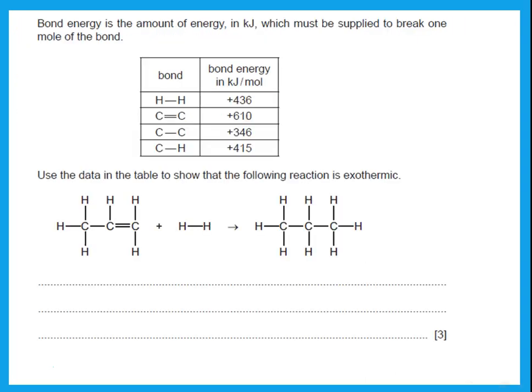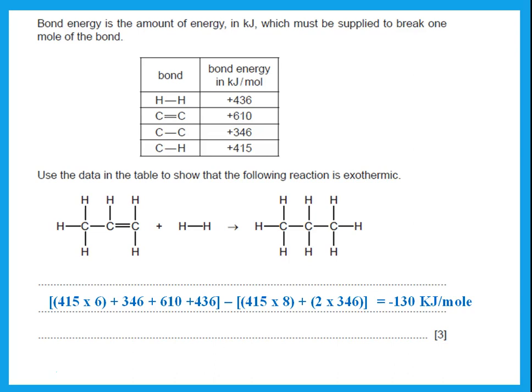Again, another question about bond energies. So use this data in the table to show that the following reaction is exothermic. Okay, let's take them one by one. So we have CH bonds. Let's take a look at this. We have the CH bond. Each CH bond needs 415. Now, how many CH bonds do I have? I have 1, 2, 3, 4, 5, 6 CH bonds. So 6 CH bonds, that is 6 times 415.